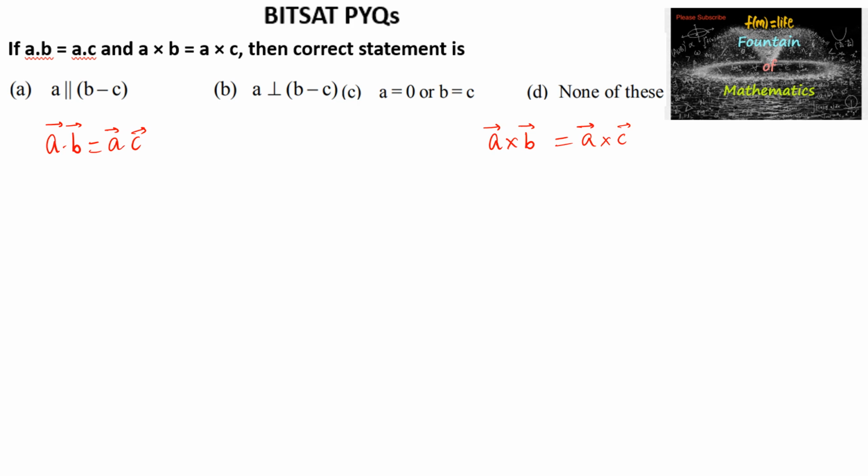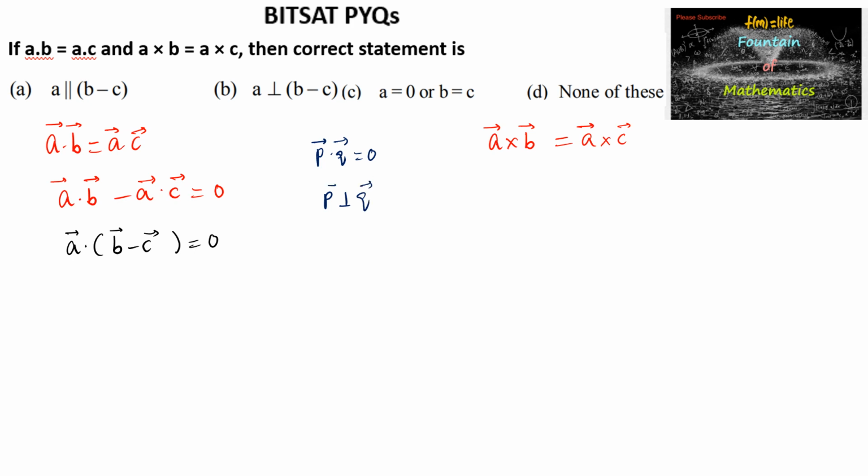So let us consider a dot b is equal to a dot c. So this can also be written as a dot b minus a dot c is equal to 0. So we can also write a dot of (b minus c) vector is equal to 0. And we know the concept, when the dot product of two vectors p and q is 0, we can consider p is perpendicular to q, or we can say that either both the vectors are 0 vectors.